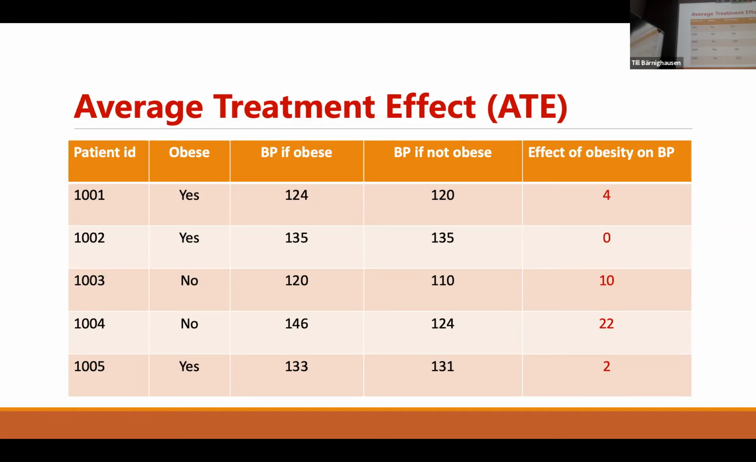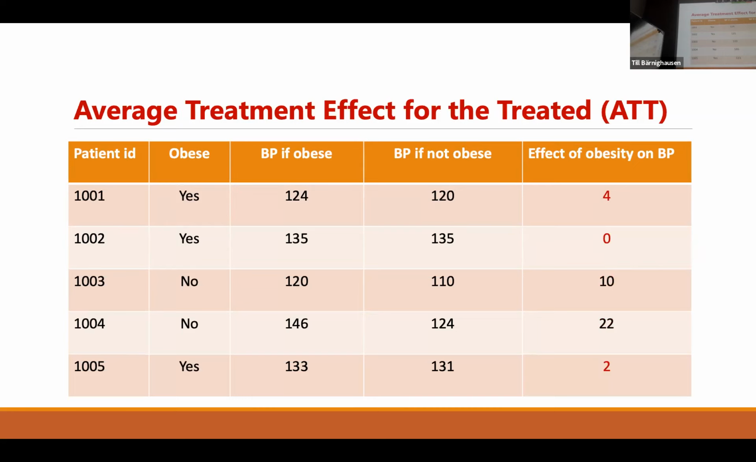And the average treatment effect for this population, these 5 patients, is to summarize all the individual level causal effects and divide by 5. So that gives us the average treatment effect: 4 plus 0 plus 10 plus 22, which is 36, plus 2, 38. And divided by 5, which is 7.8. So this gives us the average treatment effect.